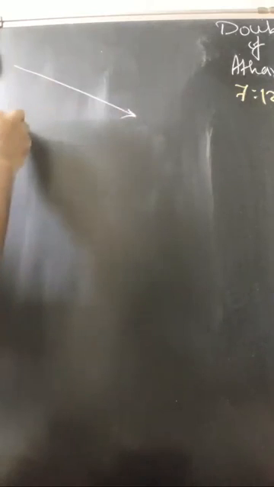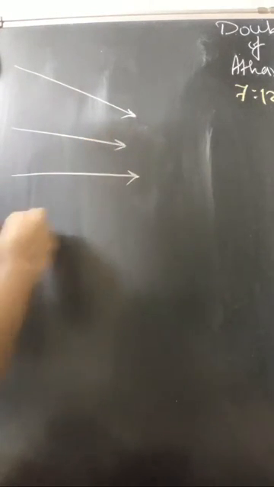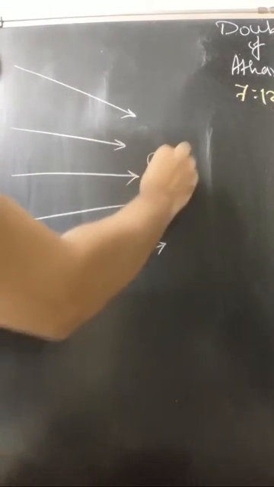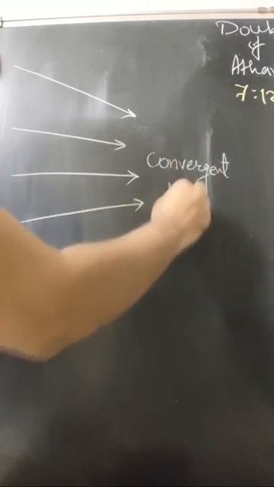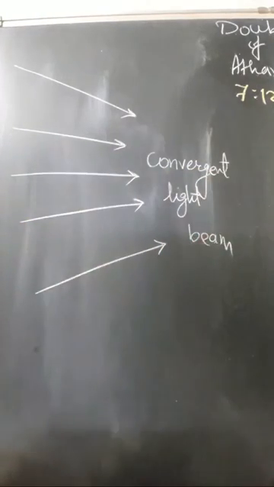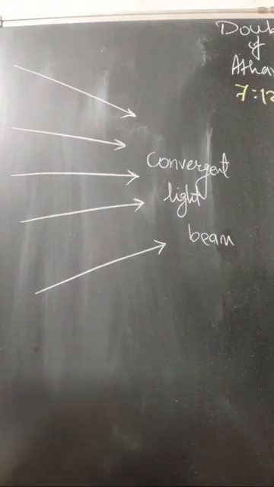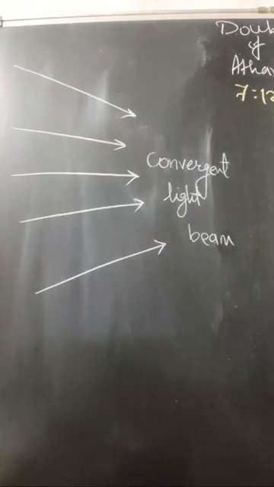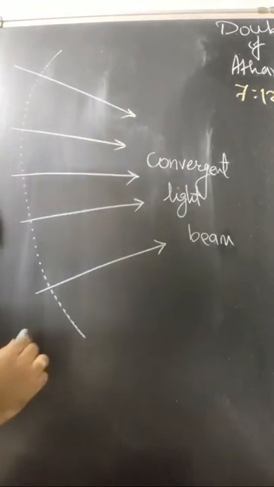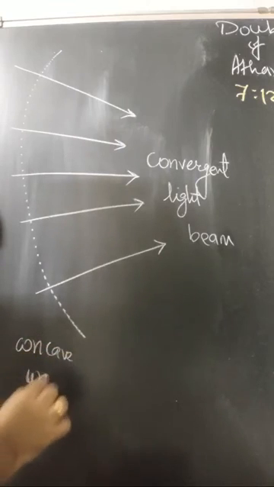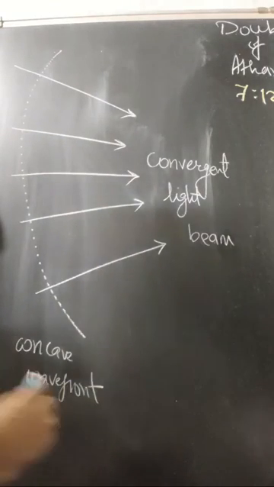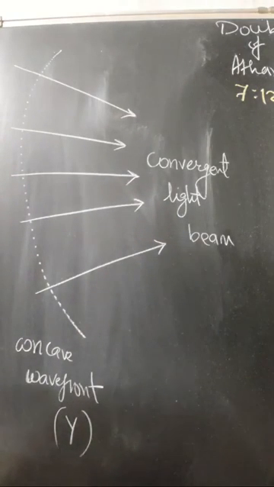Okay. So the question is that, guys, now I'm going to take a convergent light beam. That is a convergent light beam. Now we are going to observe it from the point where we are receiving it, from the front. And from the front, we are going to obtain a concave wavefront. Let us say the name of this wavefront is Y.